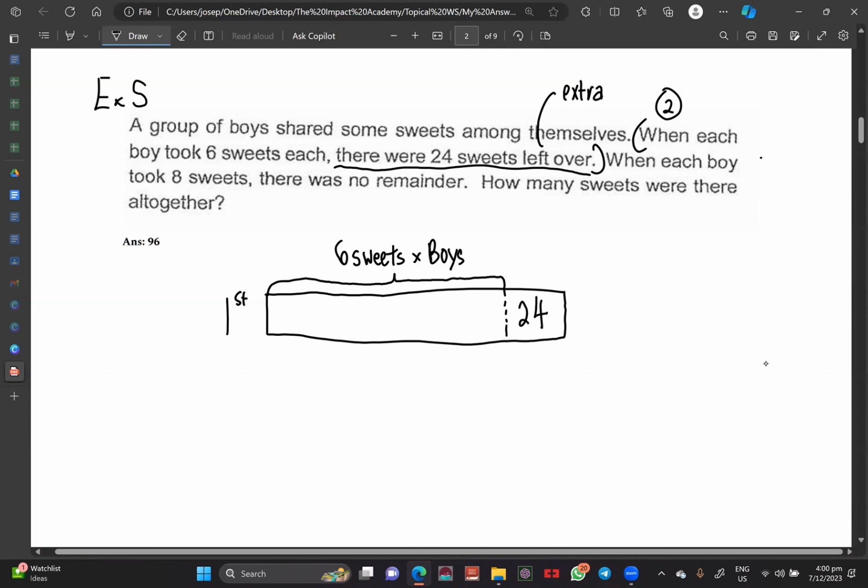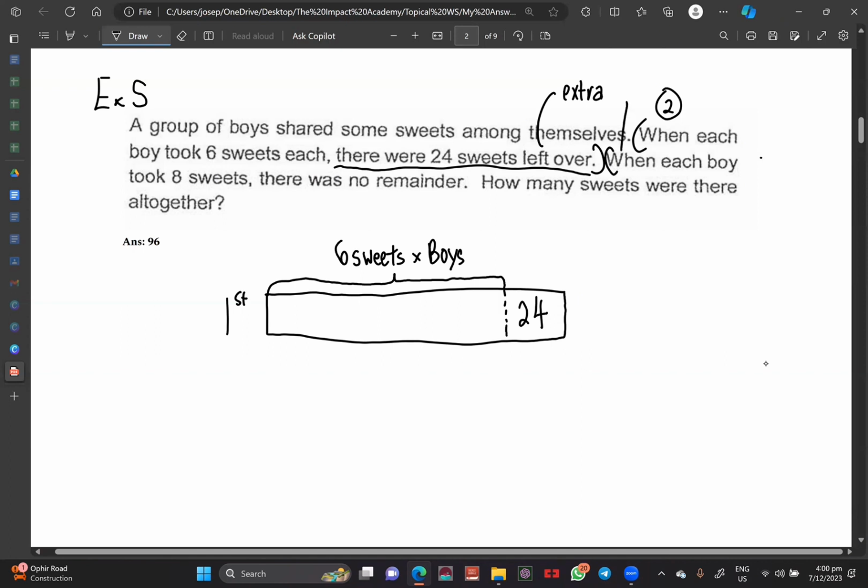If I have 20 boys, it will be 20 times 6. So I say that again. If I have 10 boys, it will be 10 times 6, or 6 times 10. It's the same thing. Correct or not? If I have 20 boys, it will be 6 times 20. If I have 30 boys, it will be 6 times 30. If I have 5 boys, then it will be 6 times 5. Make sense or don't make sense?